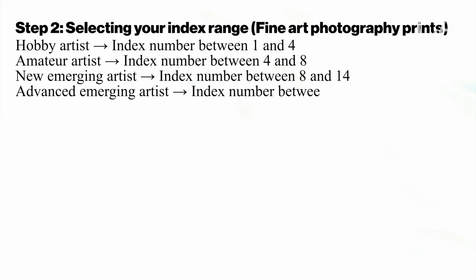Besides the edition, of course, once more the presentation is very important. If you simply print them but show them unframed, the index number should be a lot lower. By doing so, hobby artists should price their fine art photography prints with an index number between 1 and 4. Amateur artists between 4 and 8. New emerging artists between 8 and 14. Advanced emerging artists between 14 and 20.